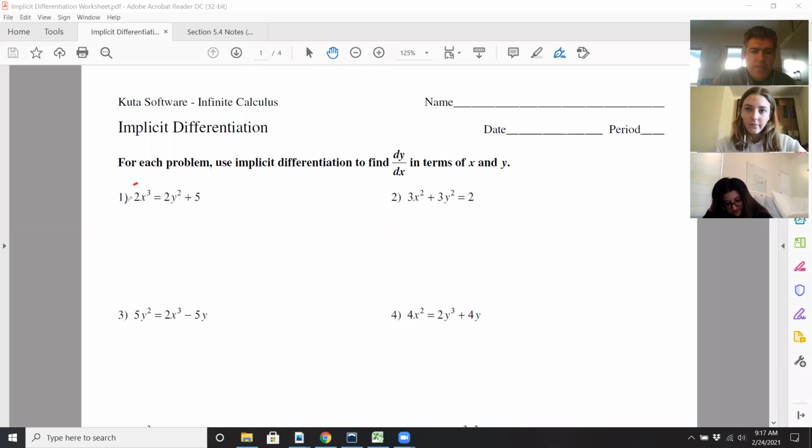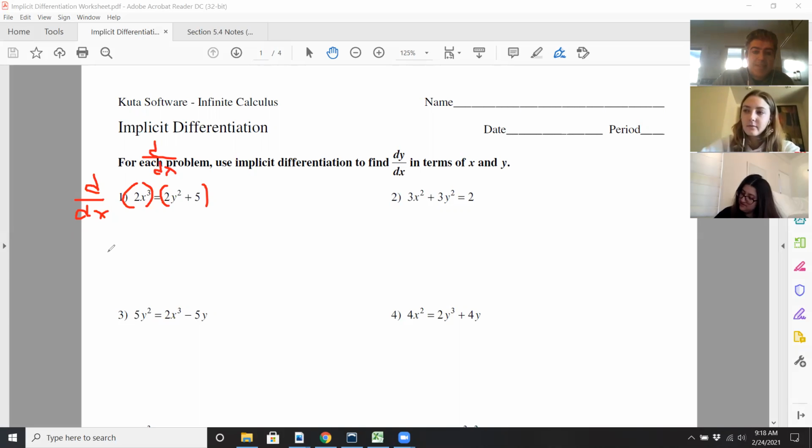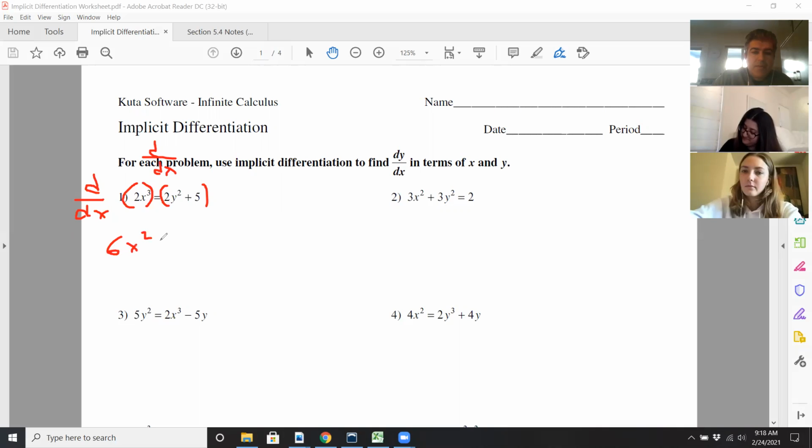So anyway, when you ask to take the derivative with respect to x, that's exactly what we're doing, right? We're just doing d dx as an operator on each side. So the left side is going to be 6x squared. The right side is going to be 4y, but you got to put dy over dx. And of course, root of 5 is just 0.